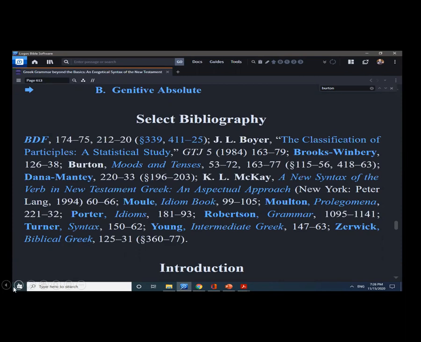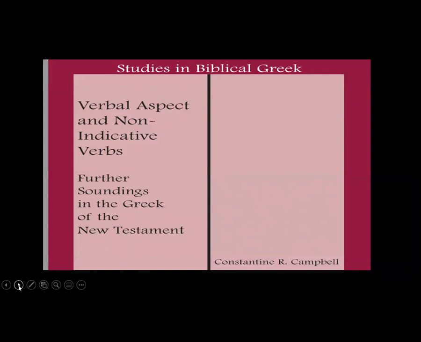As far as in the bibliography, you see his name mentioned right there. Boyer, the classification of participles. It's like, okay. So now we're moving more into present stuff. And there's a lot of stuff that Wallace says about the substantival participle, about the verbal aspect and when it's present and when it's absent, and some of that stuff is kind of confusing.